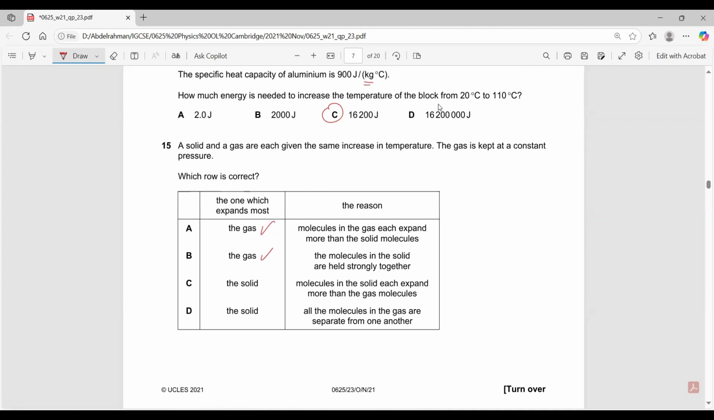The reason? Do the molecules in the gas each expand more, or are the molecules in the solid held strongly? Yes, they are held strongly. You cannot say that each molecule expands. No, the distances between the molecules increase. Yes, you can talk about the distances between the molecules.